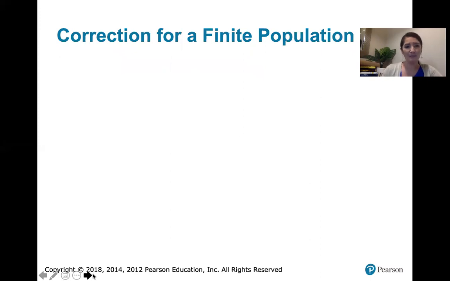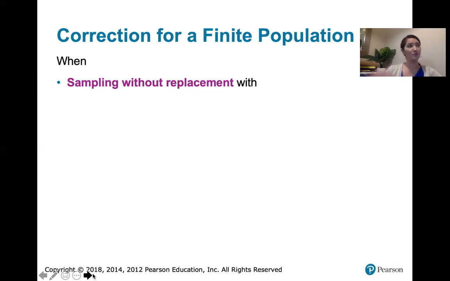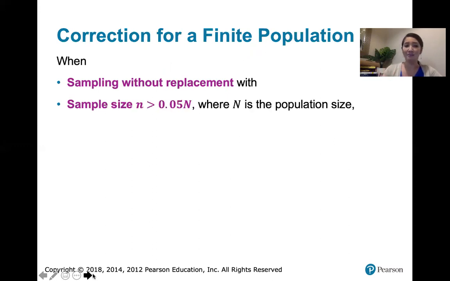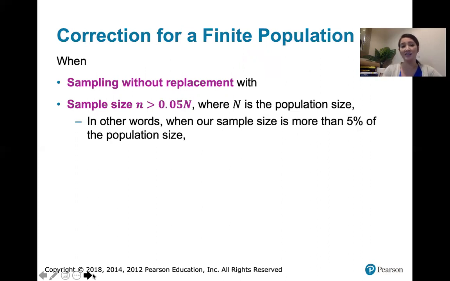But if we're sampling without replacement, so we choose 100 and we're not putting any back in as we're choosing: you choose the first one, the second one, the third one, and you keep going. If the sample size is greater than 0.05 times n, where n is the population size, that is, our sample size is more than 5% of the population size, then that 5% guideline for cumbersome calculations does not apply.